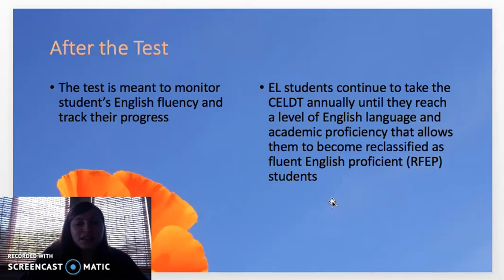EL students continuously take this test annually. So they take it every year until they reach a level of English proficiency and academic proficiency that allows them to become reclassified as fluent English proficient students. They do not take away the English learner... they're reclassified.